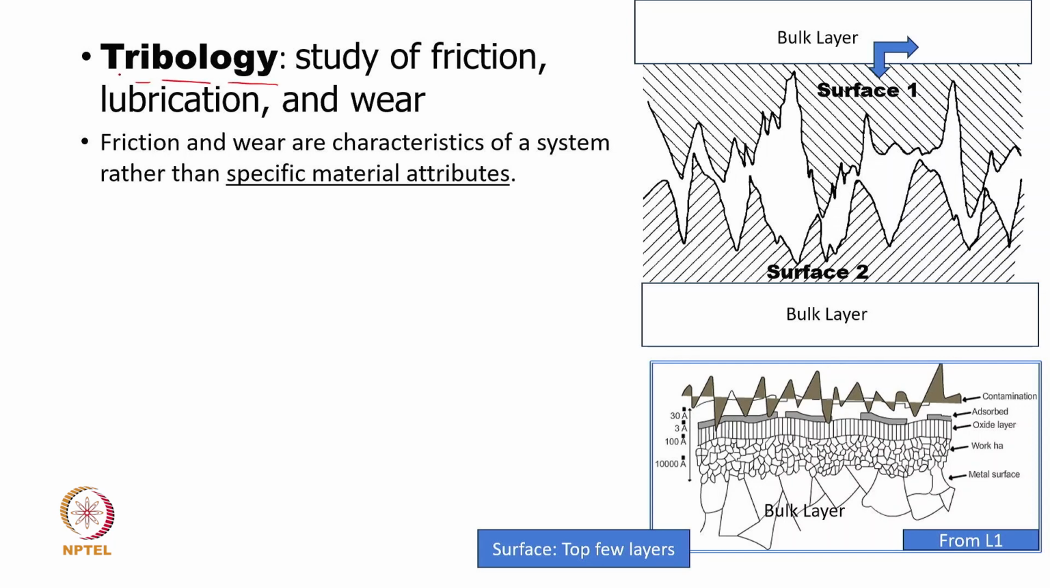We say that we are using the word tribology here. The reason being, it is friction, lubrication and wear, and often we use the words friction and wear for tribology, but we need to also include the lubrication. How do we include lubrication? We'll be covering that in this lecture and the next lecture. So what we are trying to convey here is that friction and wear, which are characteristics that define tribology, are not just material specific. That's why we say that friction and wear are characteristics of a system rather than a specific material.